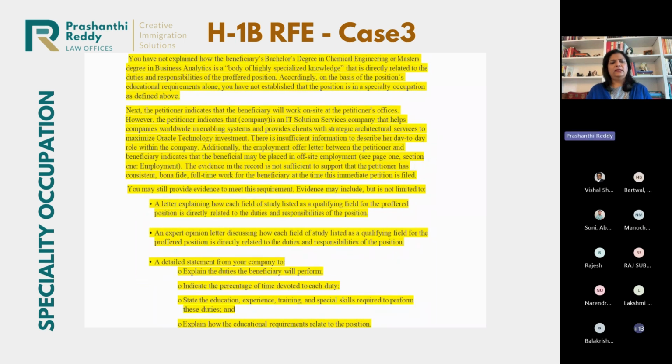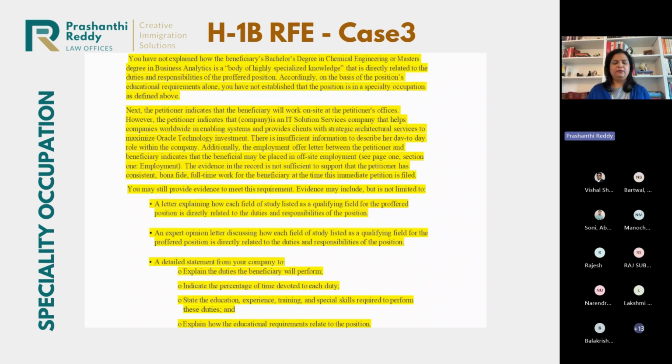And also it says here that they want to know how the degree is related. So now they talked about the job description. They talked about how the various fields are related to each other. And now they're talking about how the bachelor's degree in chemical engineering and master's in business analytics is related to a data engineer position. So we basically created a table with the job description on one side and his master's in business analytics, the subjects that he took, and we showed how they were correlated.